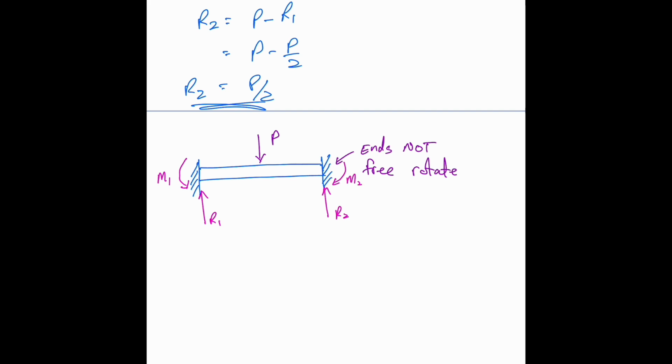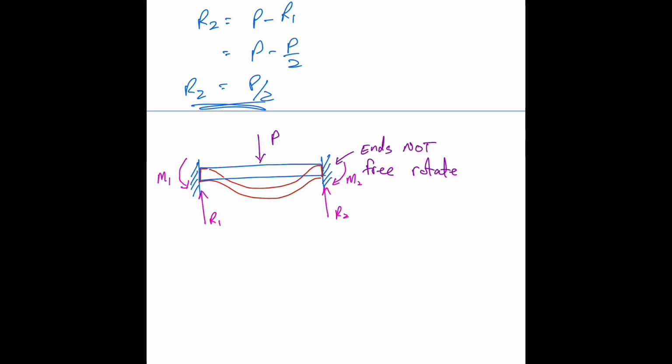If you were to draw this beam now being deflected, it will look something like this. That would be the deflection shape. You notice the ends now remain fixed. It still has a little straight portion here, and that's because this moment now is bending it back, we could say.